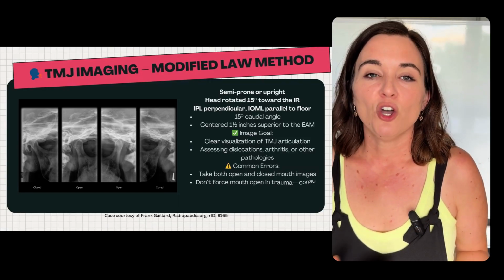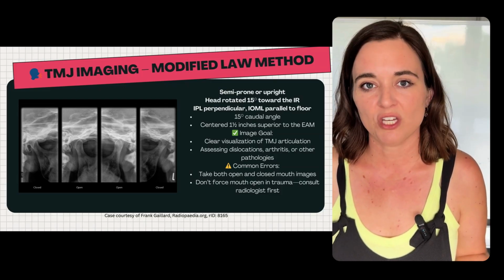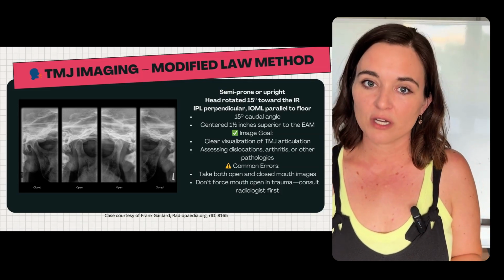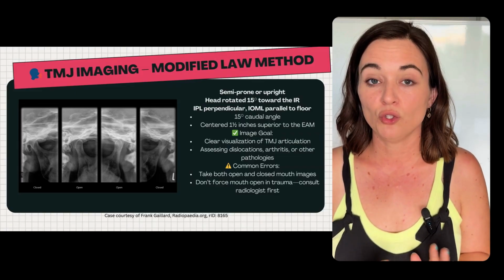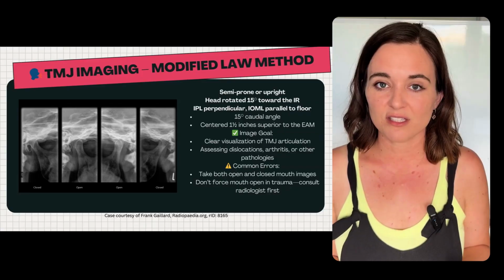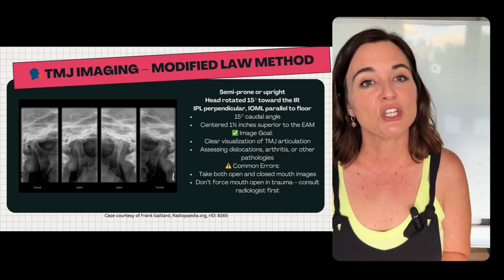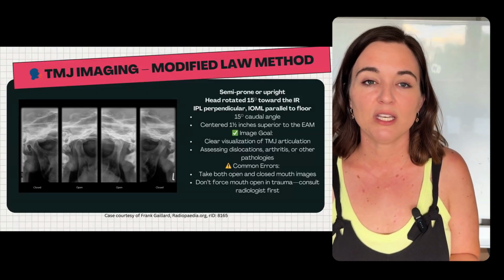We also want to take open and closed mouth images to visualize condyle positioning. Instruct the patient to open their mouth only as far as comfort allows. For trauma or dislocation cases, don't force open the mouth. When in doubt, consult the radiologist. TMJ views require precise technique and patient cooperation. Always review your images carefully for motion and anatomy visibility.